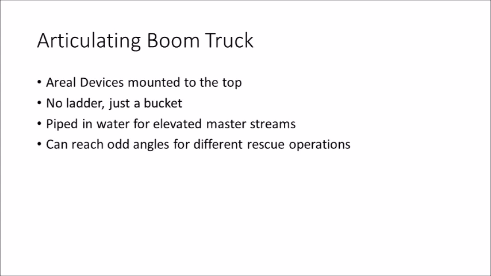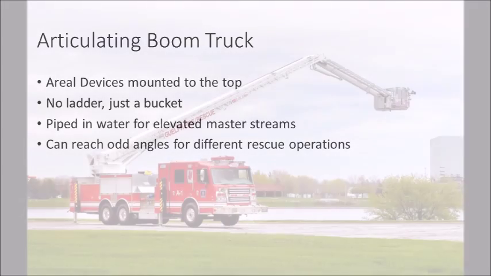The next truck is an articulating boom truck. These trucks have a boom with a bucket on the end that is able to bend in odd directions. There is no actual ladder that goes from the truck to the bucket. It is just a steel pipe. You can have piped in water up to the bucket, which can make a master stream and help you put out a fire like that. Also, it is useful in rescue scenarios because it can reach odd angles.